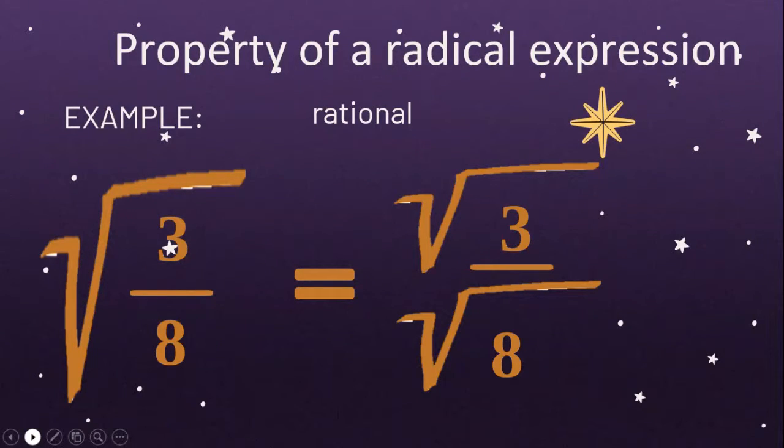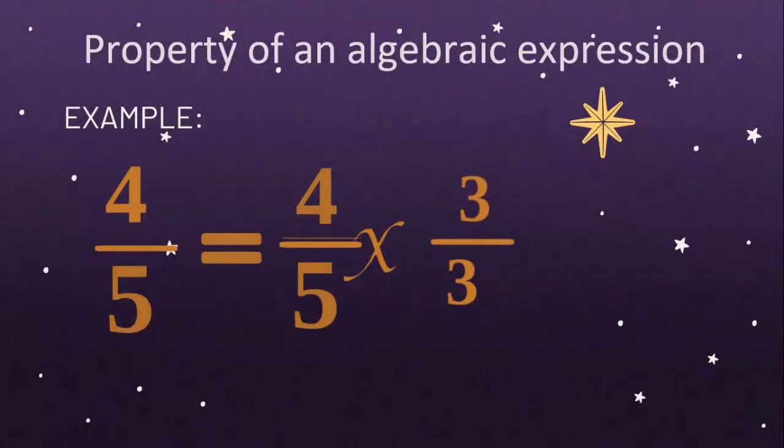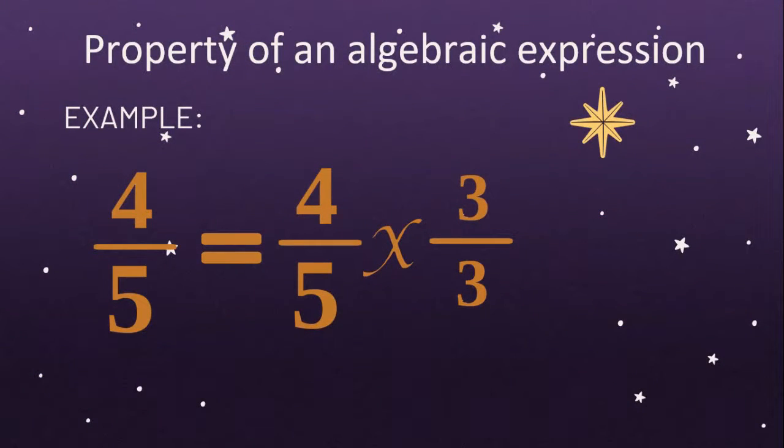Once again, when you see a fraction inside the radical sign, all you have to do is separate the radical sign for each term. So square root for the numerator and square root for the denominator. And the second property is a property of an algebraic expression. When the numerator and denominator are the same, for example 3 over 3, the answer will be 1, because whenever you divide an expression by itself, the answer will be 1.